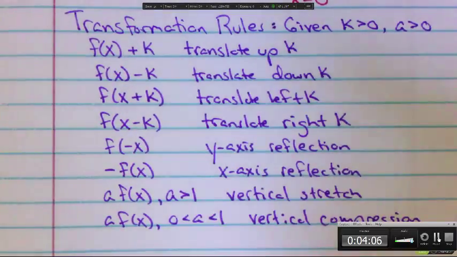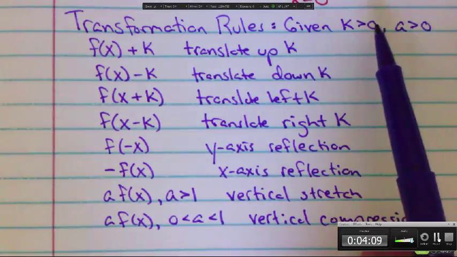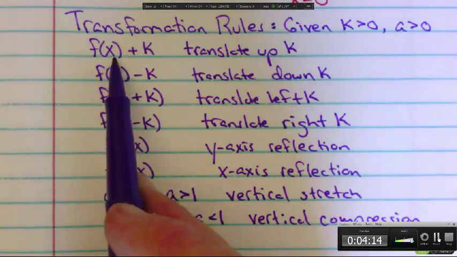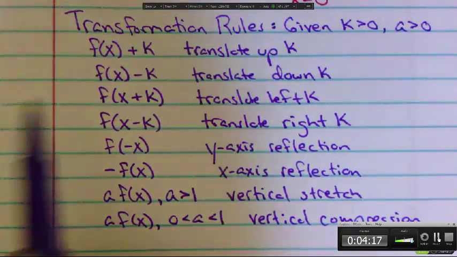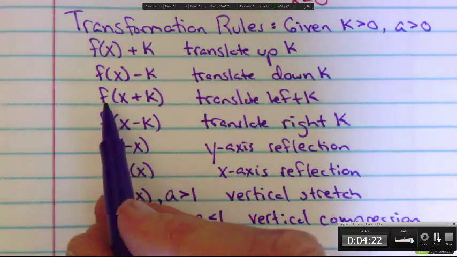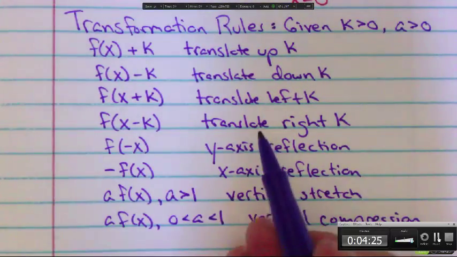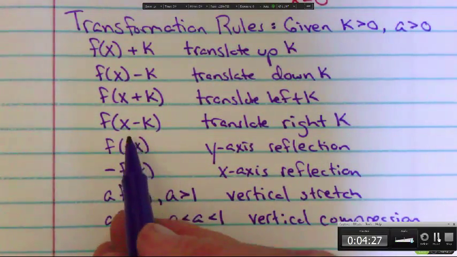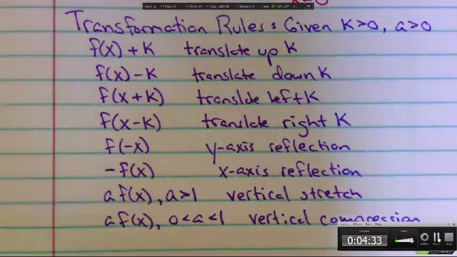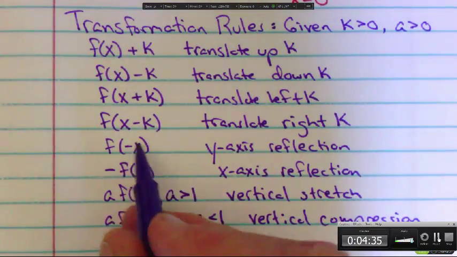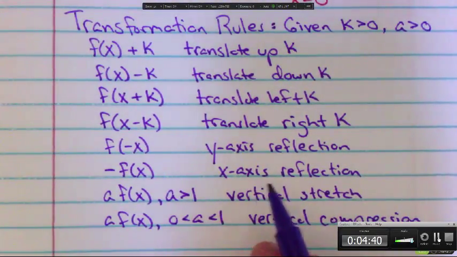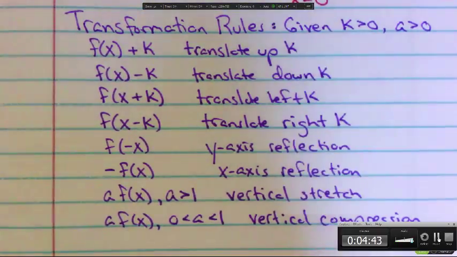So just quickly going over the transformation rules, it says given that k is a positive number and a is a positive number, the following rules apply. F of x plus k means to translate up k. F of x minus k means to translate down k. F of x plus k means to translate left k. F of x minus k means to translate the function right k units. F of negative x means it's a reflection about the y-axis, and the negation of f of x is an x-axis reflection because we're negating the y values.